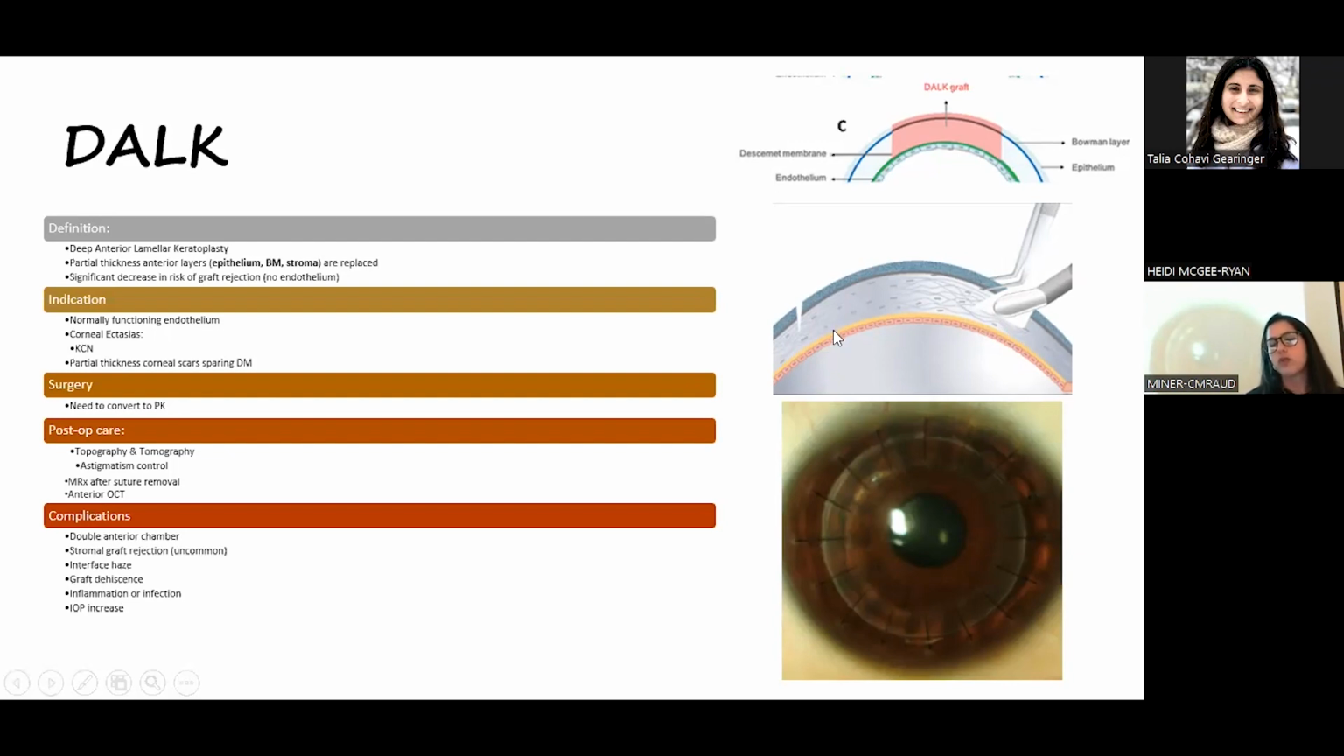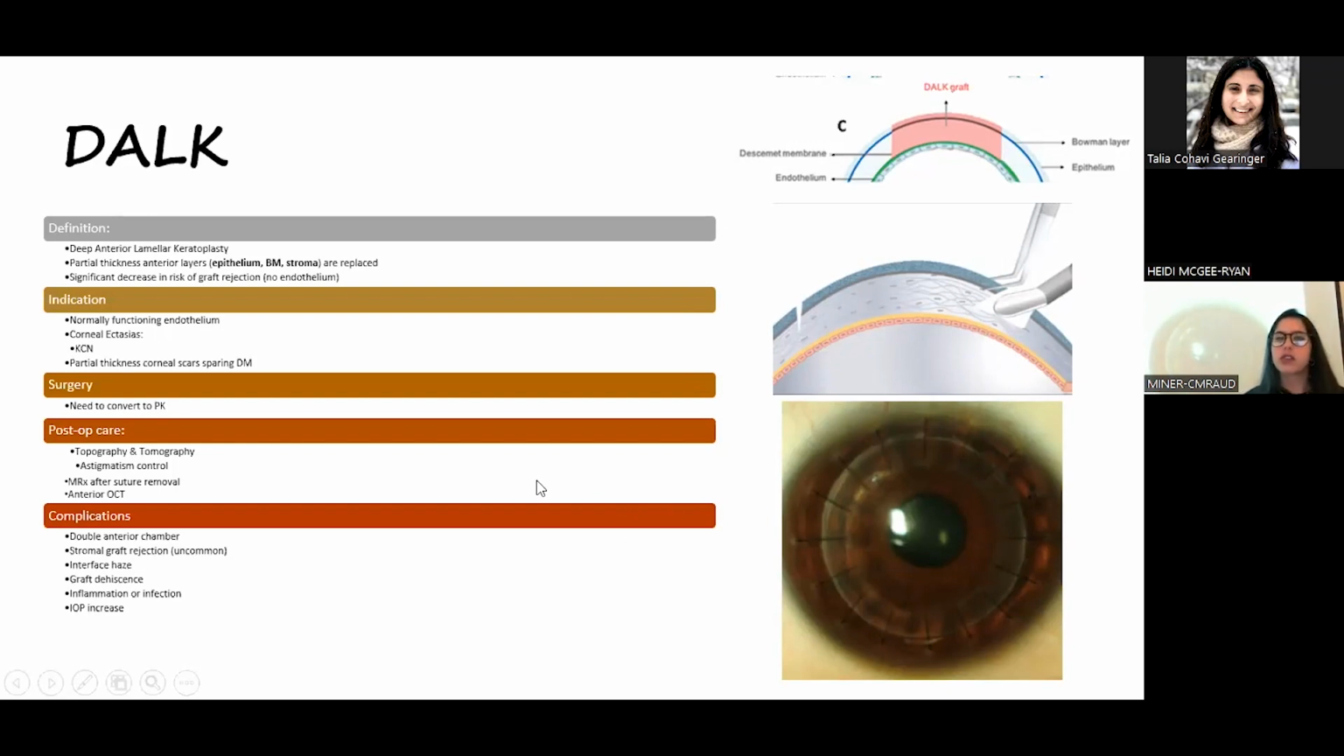During the surgery, there are different techniques. I'm not going to go into detail on that, but we either use air bubbles or we do a manual dissection of the tissues until we're able to get in. We're able to see that we haven't perforated this inner layer, and then we're able to suture that graft over the patient's cornea.